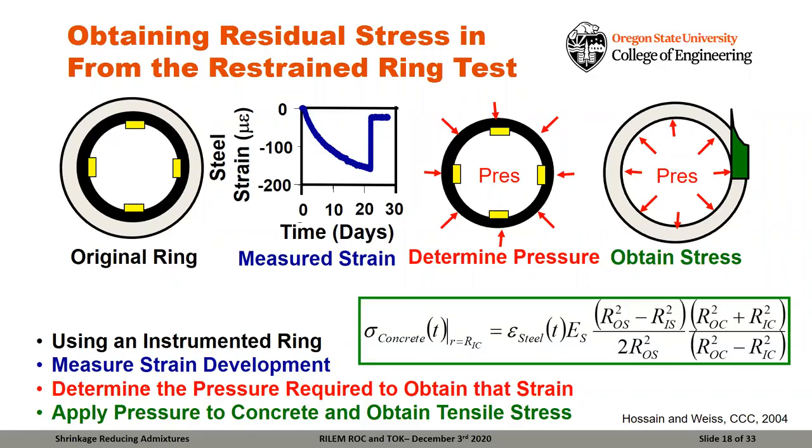But for about 100 years, there have been groups that have been using a simple restrained ring, and the idea here is you have a piece of steel. That steel is instrumented with a few strain gauges.